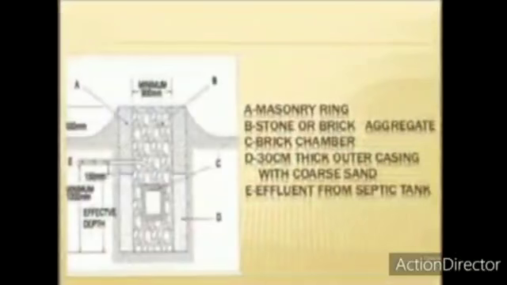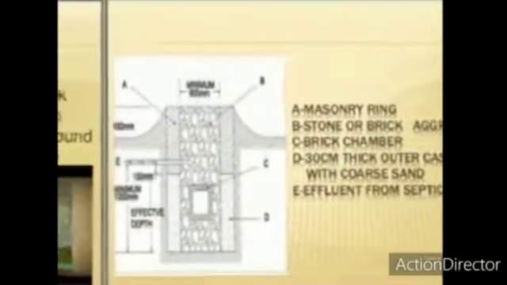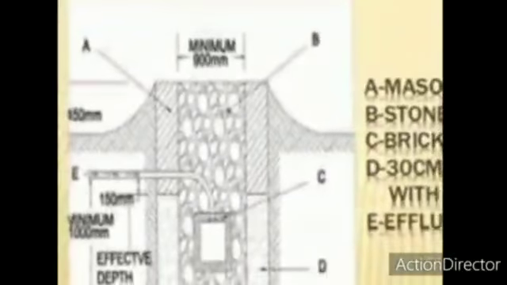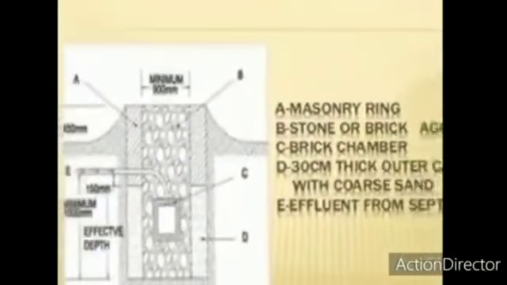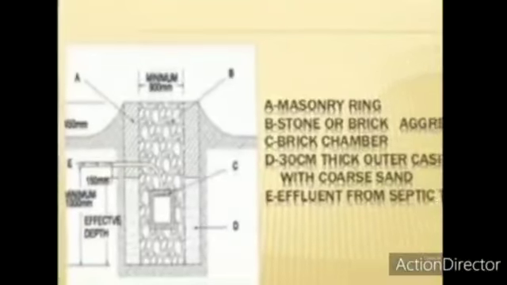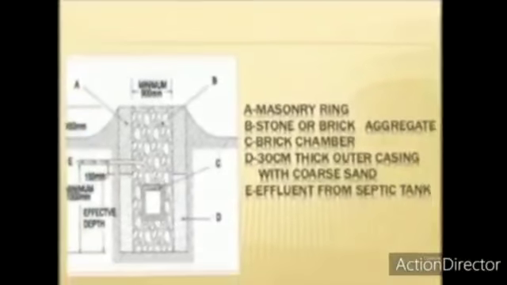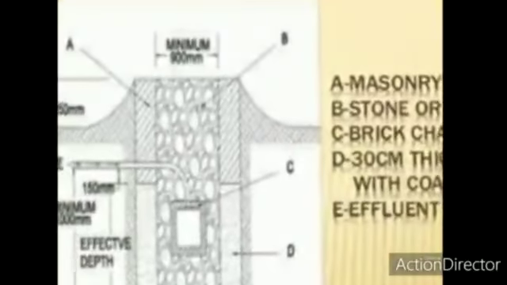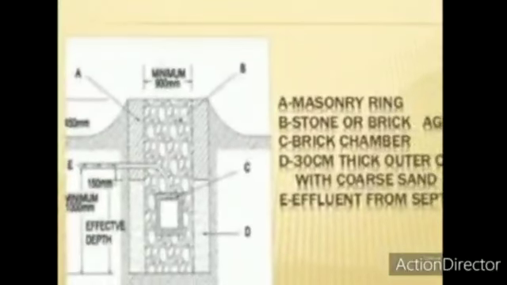Now we'll learn about the structure of the soak pit. Here the structure is named by A, B, C, D, E. A is a masonry ring which is of stone masonry or brick masonry. B is stone or brick aggregate filled in the soak pit. It is to prevent the collapsing of walls and even to filter the effluent. C is brick chamber. Brick chamber is made to collect the effluents from septic tank.